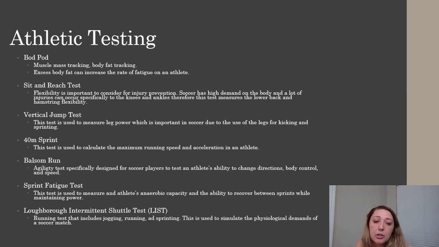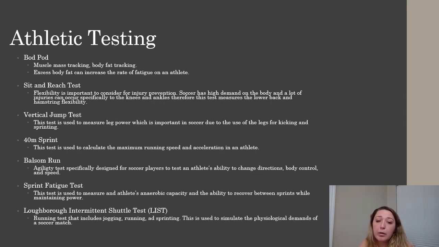The balsam run is an agility course that was mainly used for soccer, and it's to test the athlete's ability to change direction, their body control, and their speed. The sprint fatigue test is a test used to measure the athlete's anaerobic capacity and their ability to recover between sprints while still maintaining power.